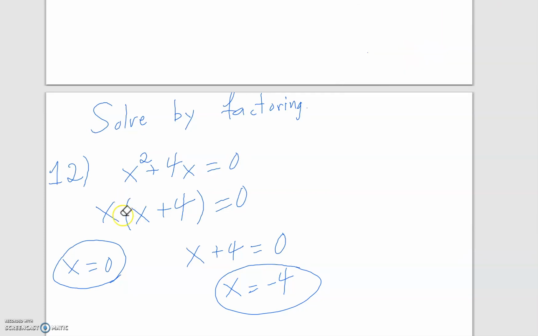Let me actually erase some of this here. Let me actually color code some of this, okay? Just so it's clear how I came up with these two equations. So that second equation, I took what was inside those red parentheses there, and I had set that thing equal to 0. And I had solved for x.